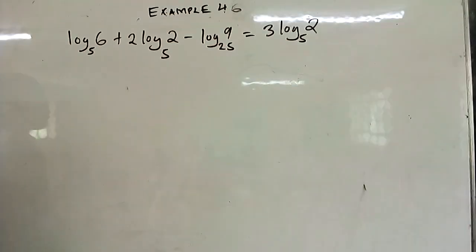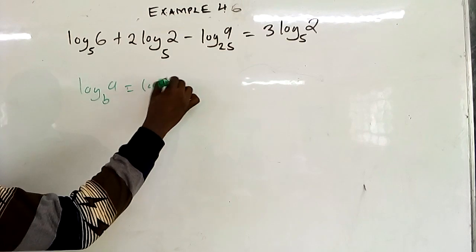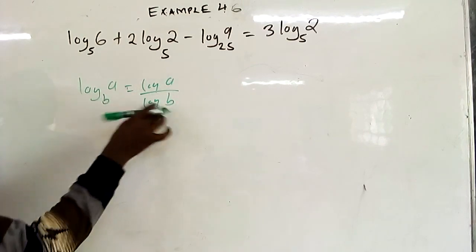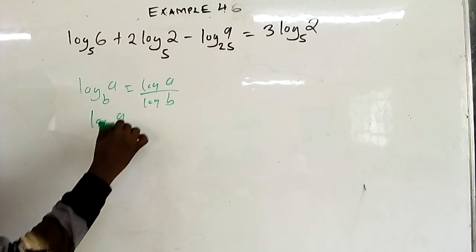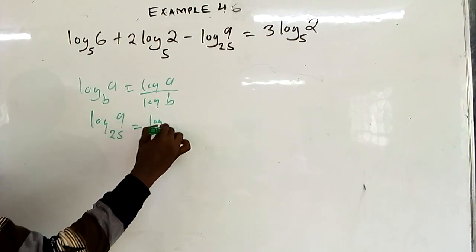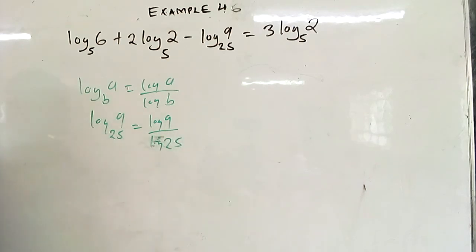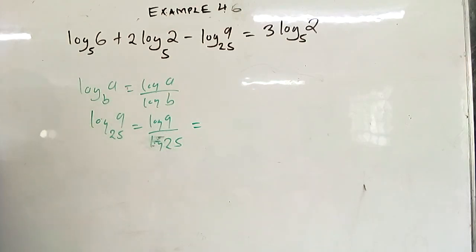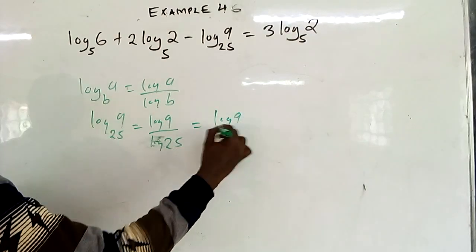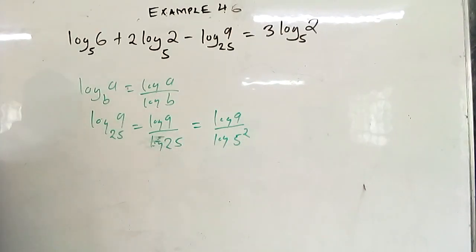Are we together? So if you look at this, log A to base B is supposed to be log A over log B. The base is the logarithm in the denominator, isn't it? So it means when you have log 9 to base 25, that means it is log 9 over log 25, isn't it? But we need base 5. Meaning this 25 we express with 5 as its factor, isn't it? So then we'll get log 9 over log 5 squared. 25 is the same as 5 squared, isn't it?